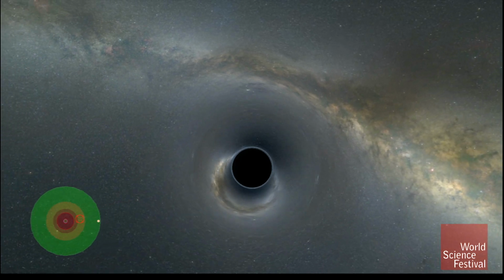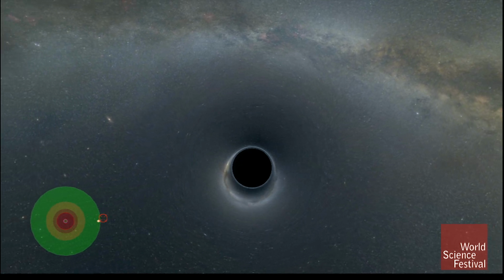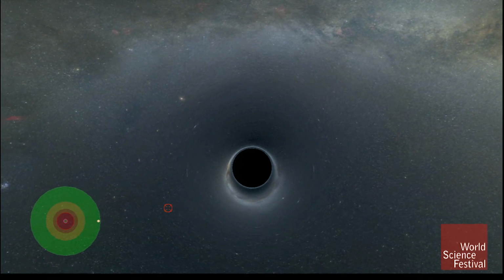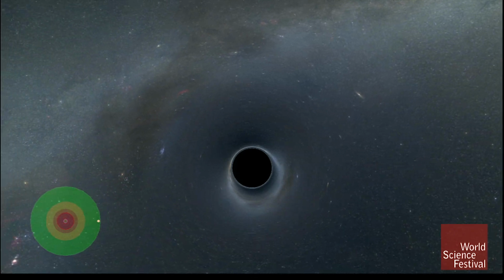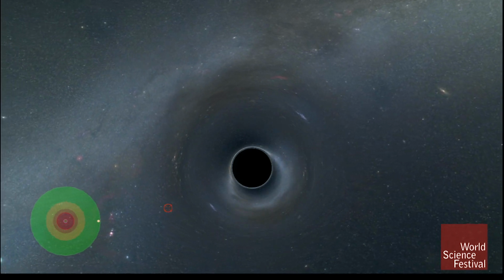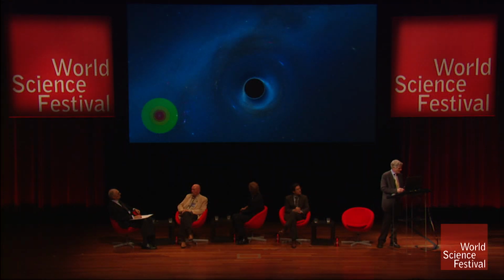There's some yellow regime of unstable orbits, and then there's a danger regime, and then there's a red line here. And if we fall inside that, well, that's the horizon. Maybe we're going to get there. But first of all, let's stop this. Let's actually fire up the black hole flight simulator here.